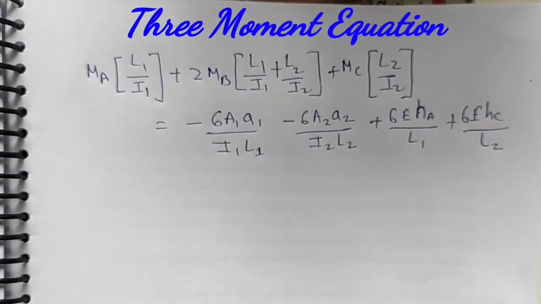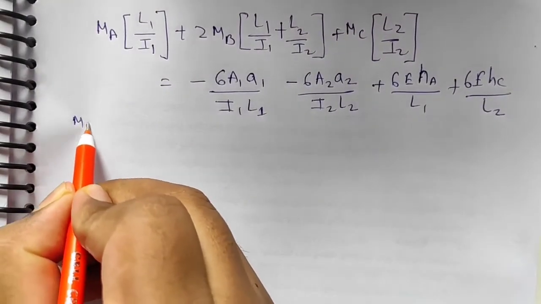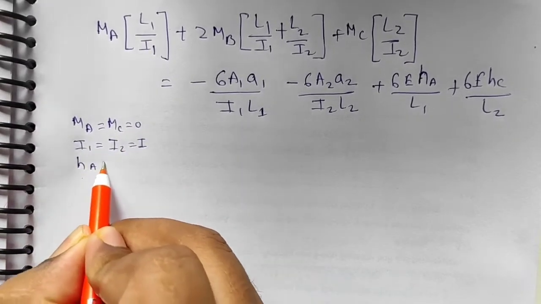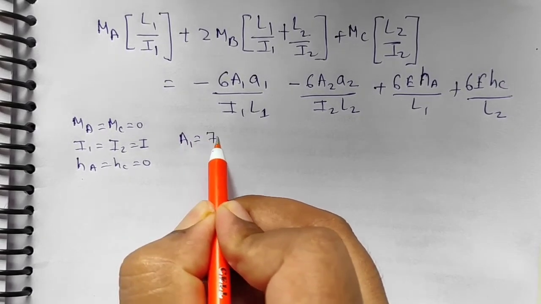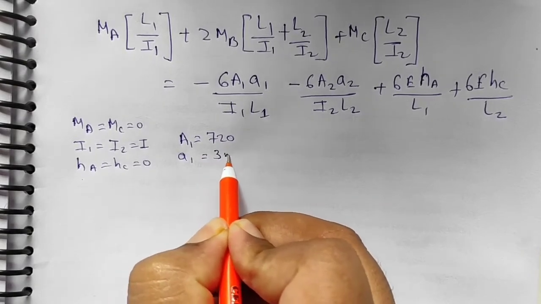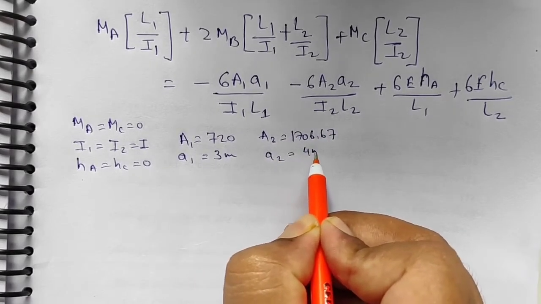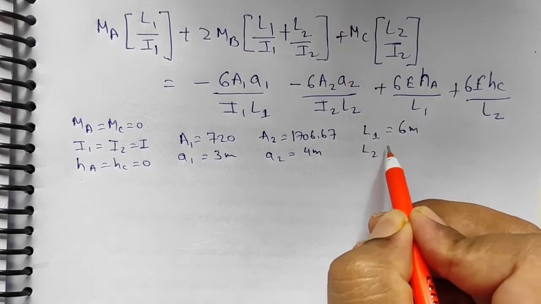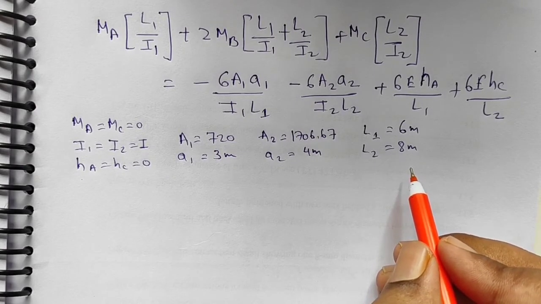So this is my three moment equation, and I'll write the values I have found. MA is equal to MC is equal to 0, I1 is equal to I2 is equal to I, HA is equal to HC is equal to 0. Now what I have found is capital A1, that is 720, small a1, that is 3 meter, capital A2 is 1706.67, small a2 is equal to 4 meter. These are the values I have found, and I know L1 and L2, that is 6 meter and 8 meter. So I'll put all these values in the above equation, and the unknowns will remain the same as they are.